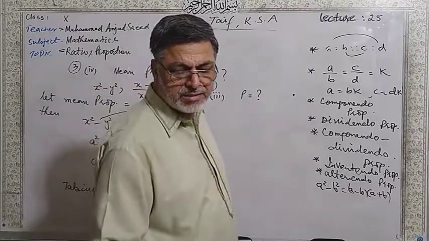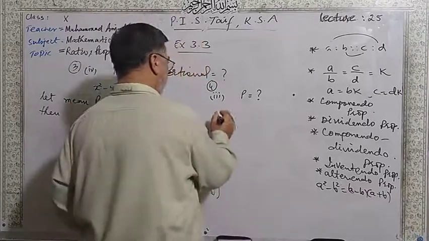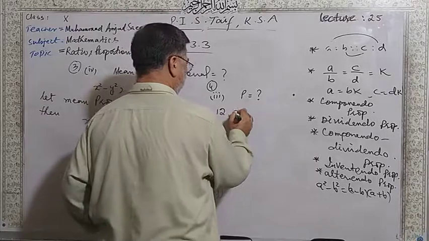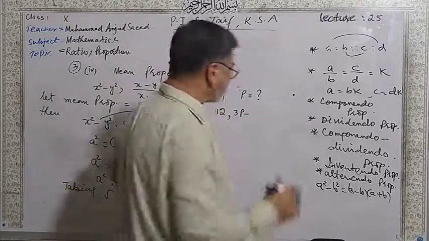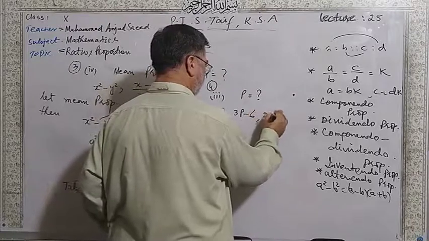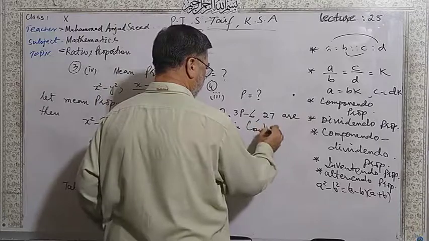Remember that these numbers are in continued proportion: 12, 3p minus 6 and 27 are in continued proportion.